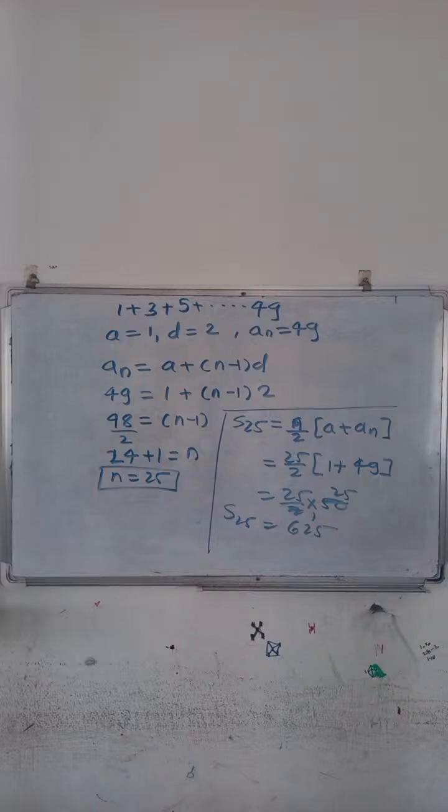Write down the next question. If the sum of the first n terms of an AP is half into 3n square plus 7n, then find its nth term, hence write its 28th term.